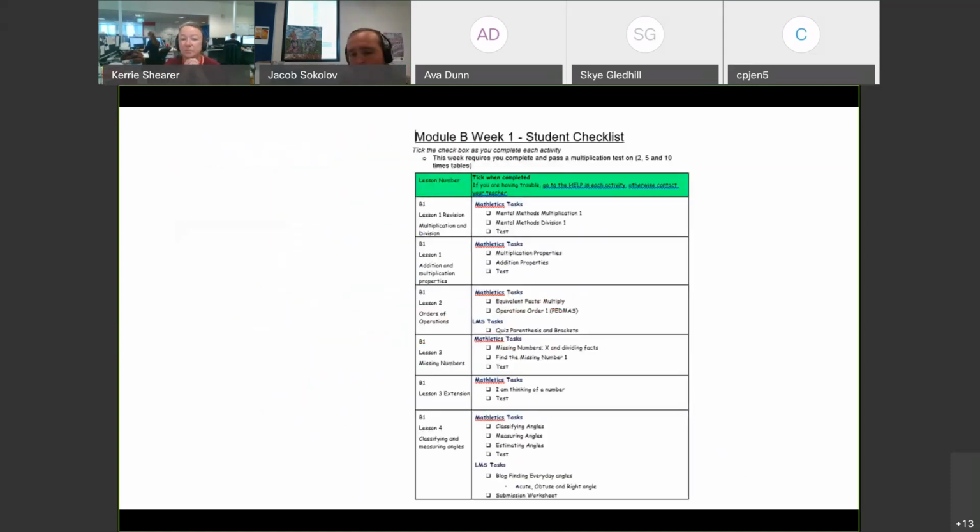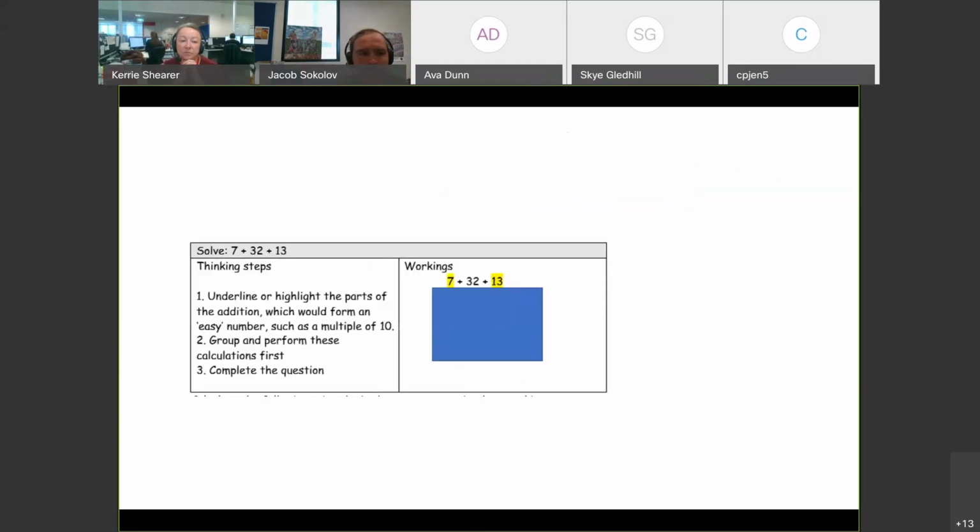Okay, so what can you do from the Module B? You can start with week 1, lesson 1, and you can do the revision as long as you've got the grid. For time, 5 more minutes.